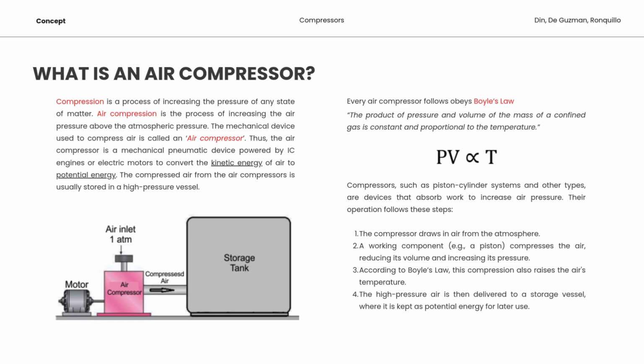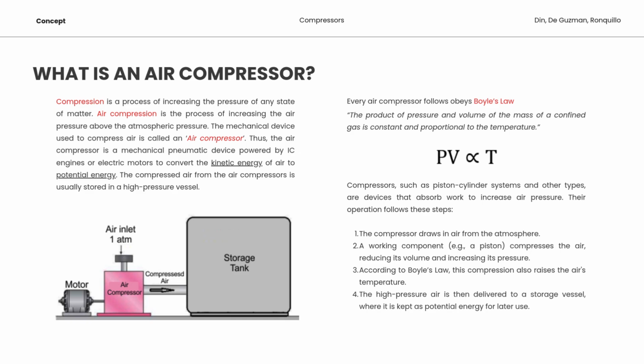What is an air compressor? Compression is a process of increasing the pressure of any state of matter. Air compression is the process of increasing the air pressure above the atmospheric pressure. The mechanical device used to compress air is called an air compressor.